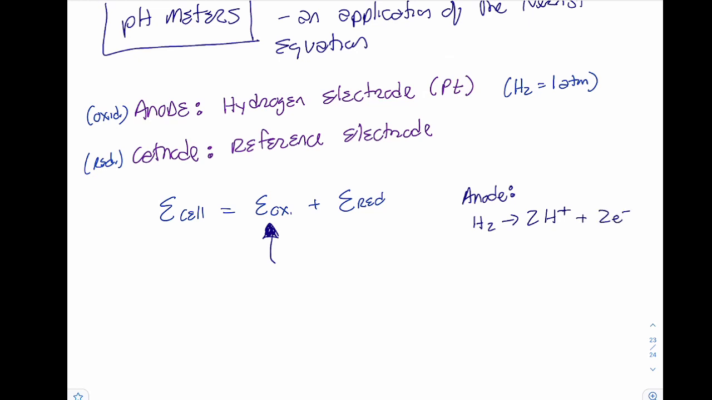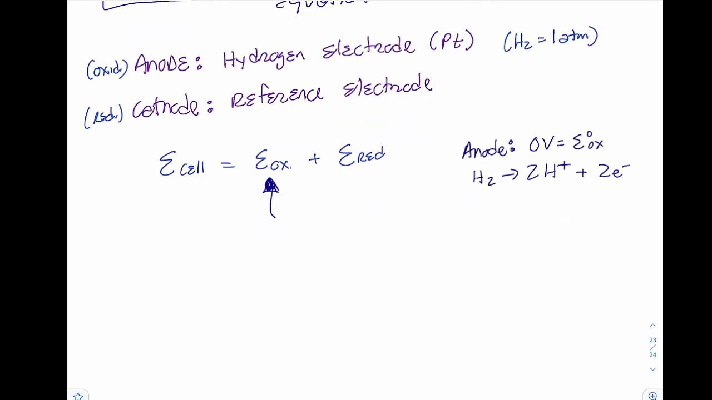And then remember, when we reverse the reaction, we reverse the sign, but the reverse of 0 volts is still 0 volts. So my standard potential for my oxidation half cell is 0 volts. So the equation we're going to use for this is my cell potential is equal to my standard cell potential. We are going to use the version of the Nernst equation where I'm at 25 degrees Celsius, and then this is the log of Q.